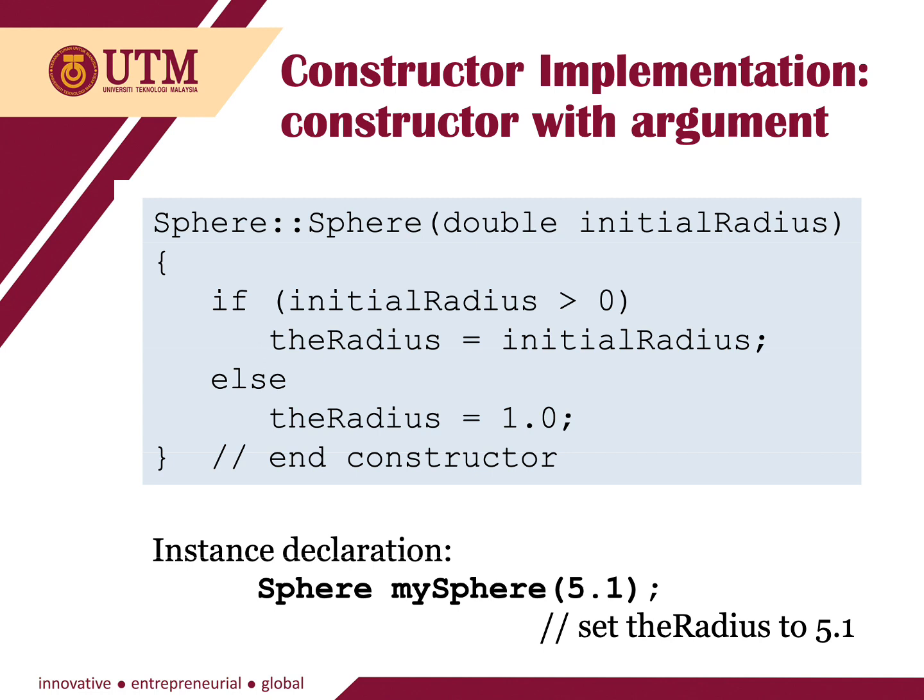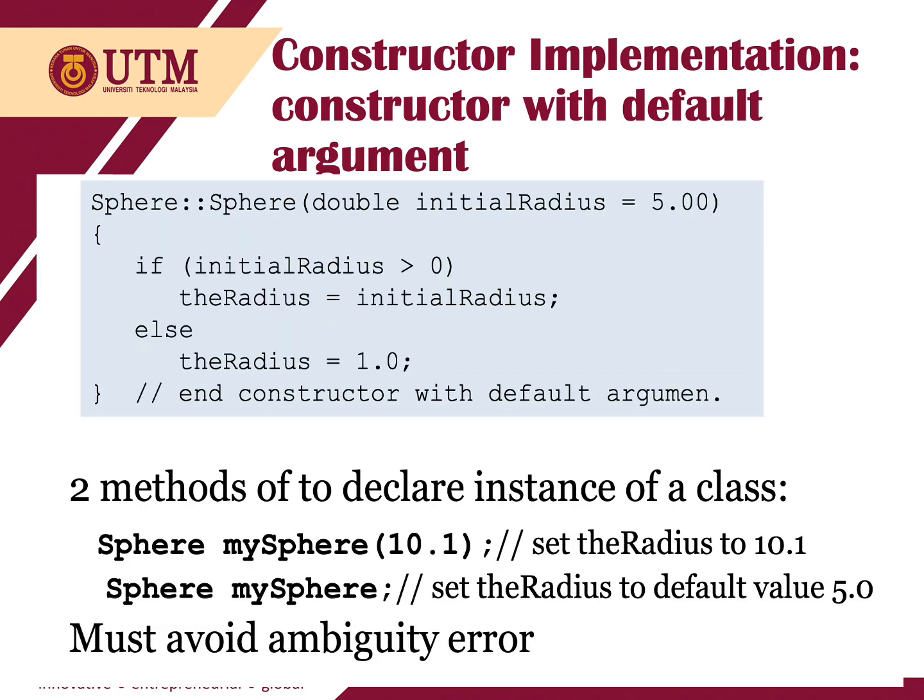So this is an example of a constructor with argument. Sphere is our constructor name. Here we have an argument which is initialRadius. So this is an example of a constructor with arguments. And this is how we declare the instance declaration.